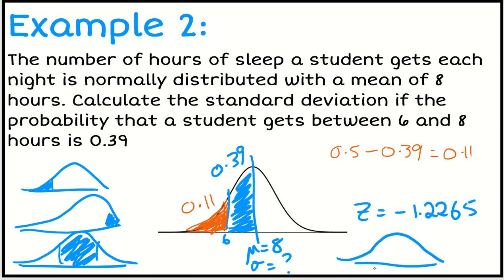So on that z distribution, we found that area of 0.11, we found that z value there. Okay, so now we need to do some rearranging to find the standard deviation. So we're going to take our z value, and we're going to take our value of 6, because that's where the z value is, that's equivalent to it. And we're going to take our mean of 8, and we're going to substitute those into our equation.